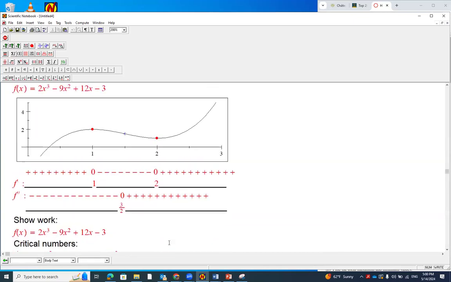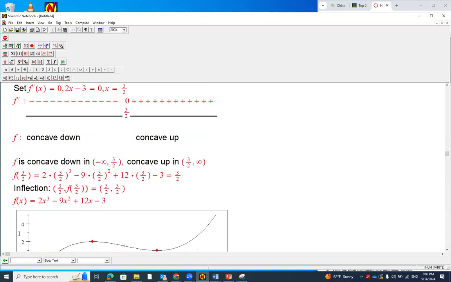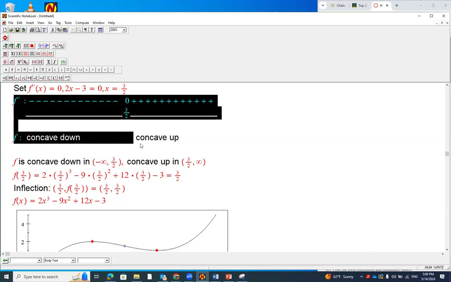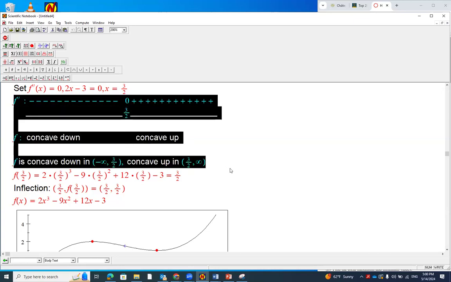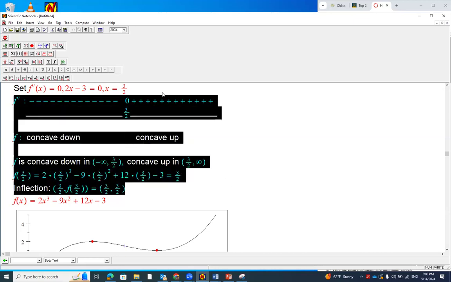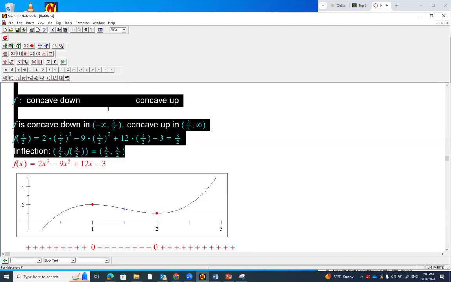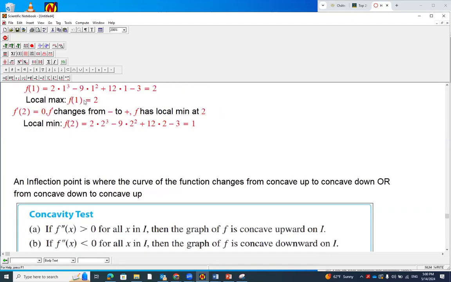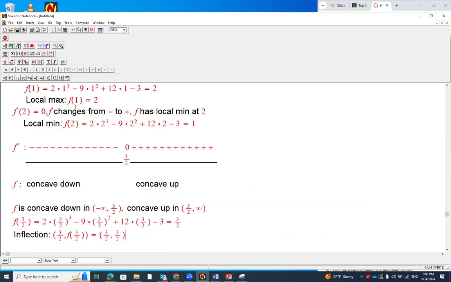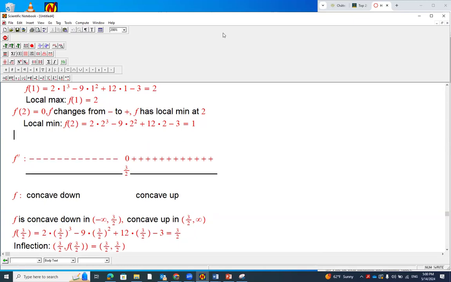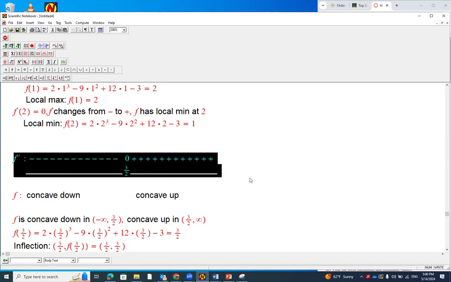Concavity, right? So finally, we get to use our second order derivative, concavity, and the inflection point, okay? I'm going to copy and paste here, and bring it here. Okay, so this part, we have the second order derivative done already. You don't have to show this picture.